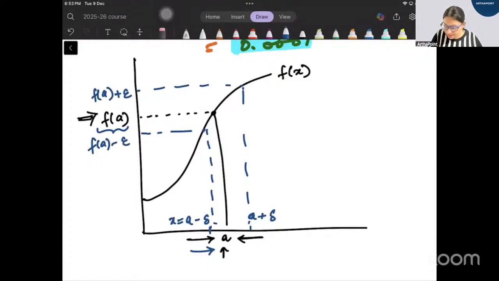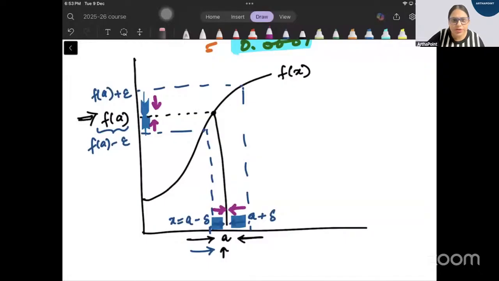Meaning, as we come towards a from both sides, we move towards the value of the function. This is what the simple definition is. As you go towards a from both sides, you go towards the value of the function from both sides. If that happens, then that is the limit of the function.